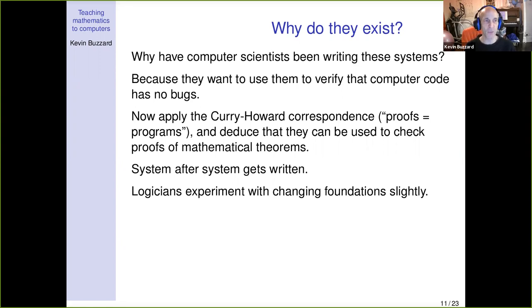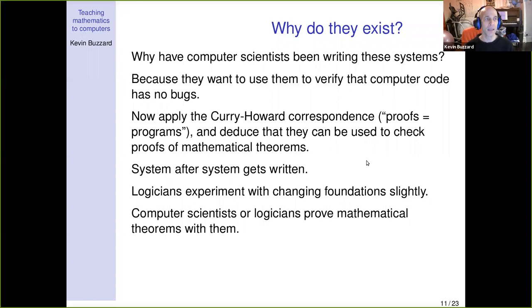They change a little bit what the axioms are. What are the real axioms of mathematics? You know, people have different opinions about this. So should we use set theory? Should we use type theory? Logicians experiment with different systems, and many, many systems get written.